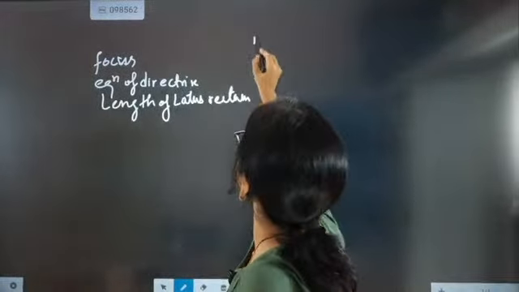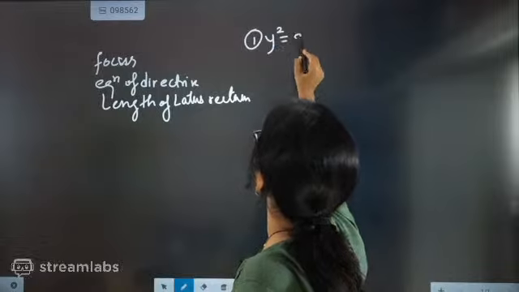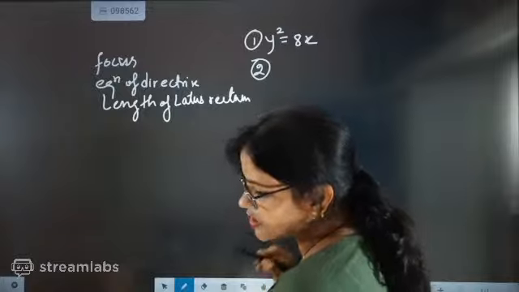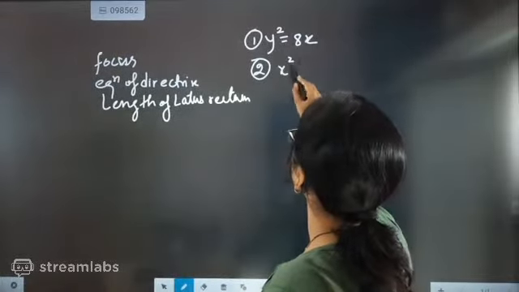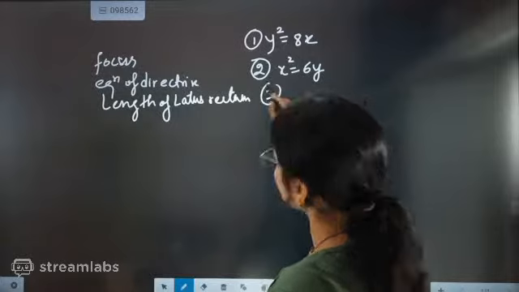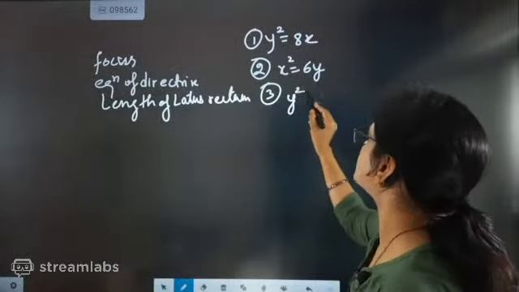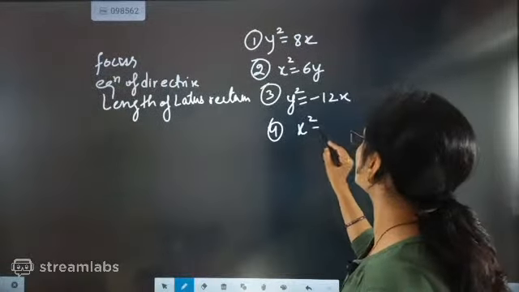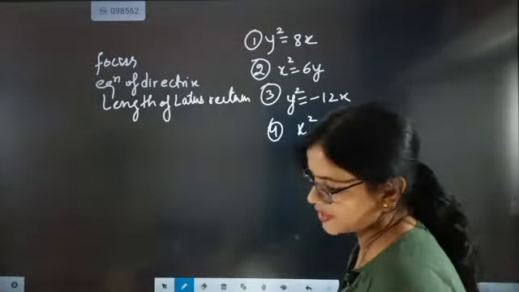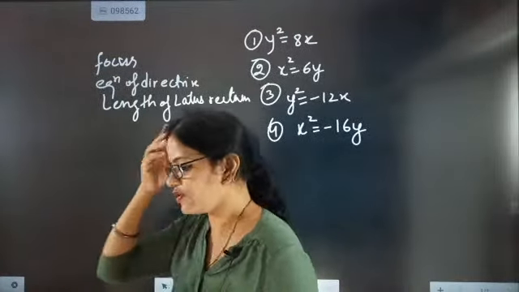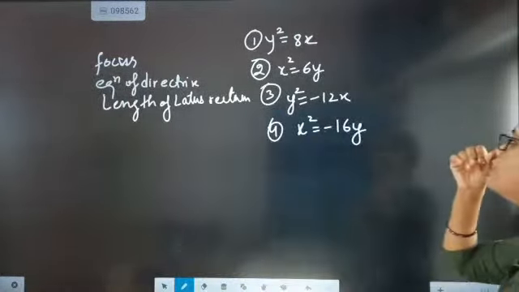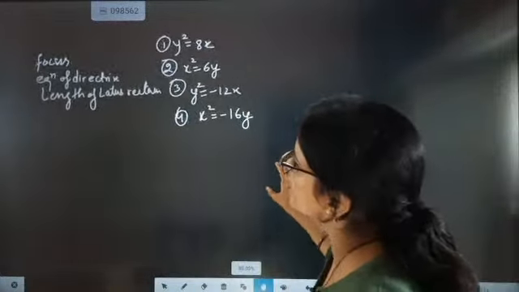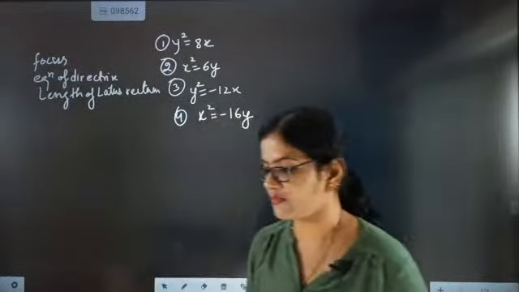The equations given to you: first equation is y square equal to 8x. Second equation, we are going to learn first the technique of finding, is x square equal to 6y. Third is y square equal to minus 12x. And fourth is x square equal to minus 16y. So now you have four different types of equations. With all four, we will find the focus, equation of directrix, and length of latus rectum.